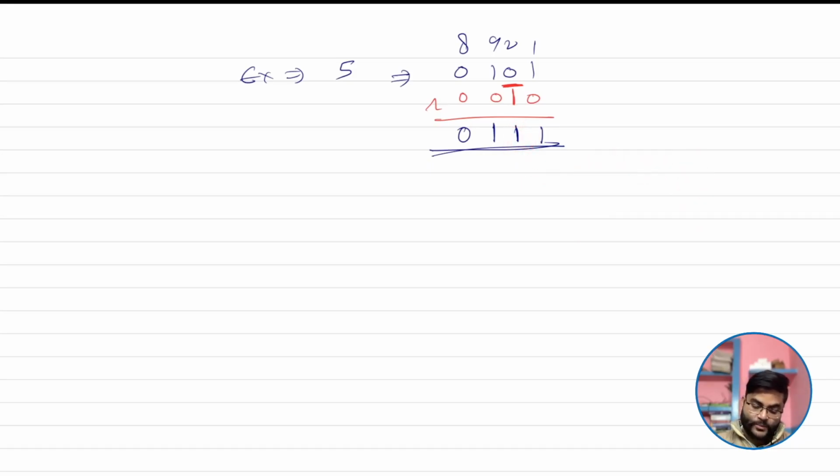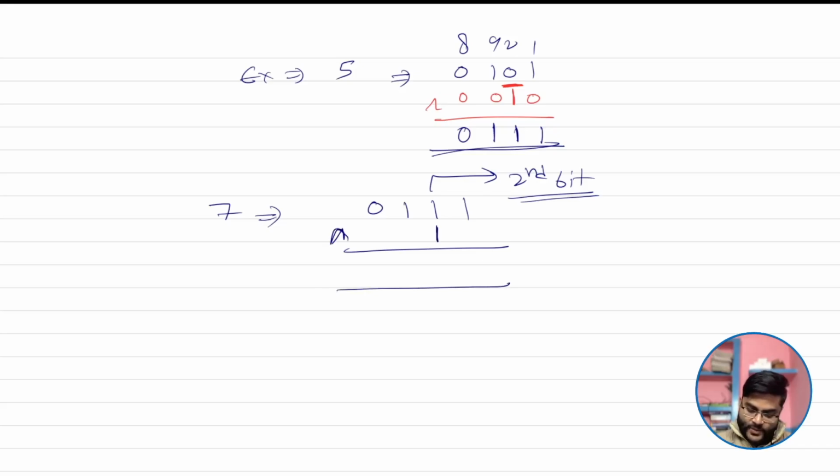Okay, let's take some more example. Let's say if I take 7. So 7 can be written as 1, 1, 1. Now I want to invert this second bit. Invert or toggle, both are the same thing. So I want to toggle this second bit. So I take XOR with 1 at this position and rest will be 0. So it will give me 1, 0, 1. Okay, so second bit is toggled. And this is my mask, right?